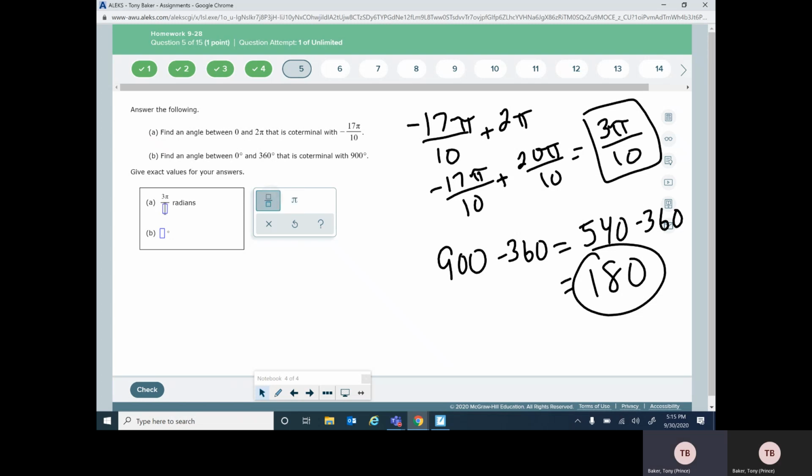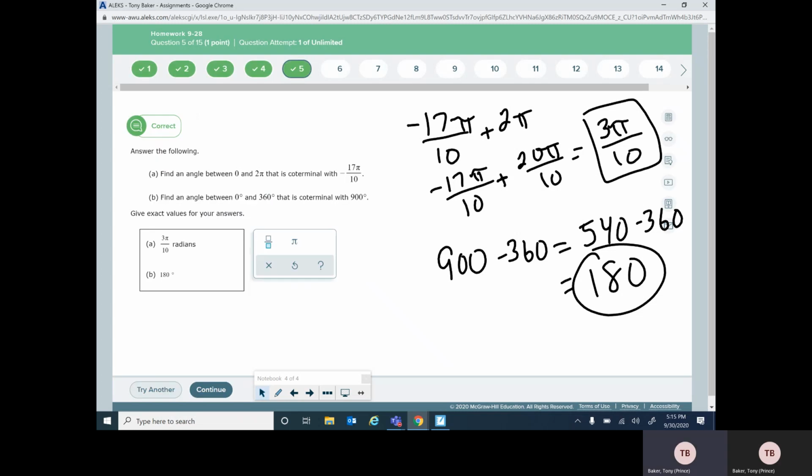So we have 3 pi over 10 and 180 degrees. So again, you want your angles between 0 and 2 pi, and 0 and 360.